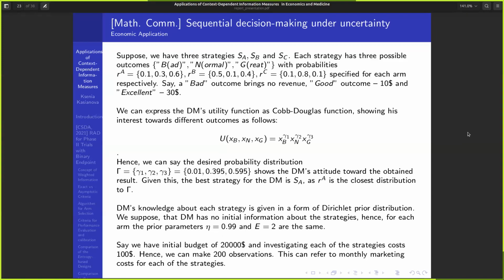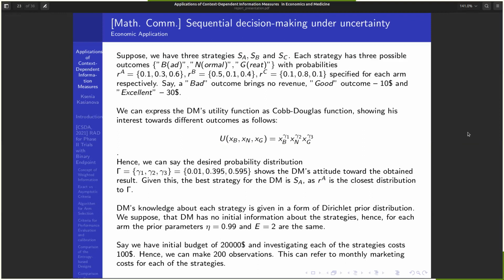And specify the initial budget and the price for investigating each of the strategies being $100. And say, given this budget, we can make 200 observations. And what should be the strategy of a firm? How should this firm choose the best strategy then? Using our approach, it should specify the desired probability distribution.